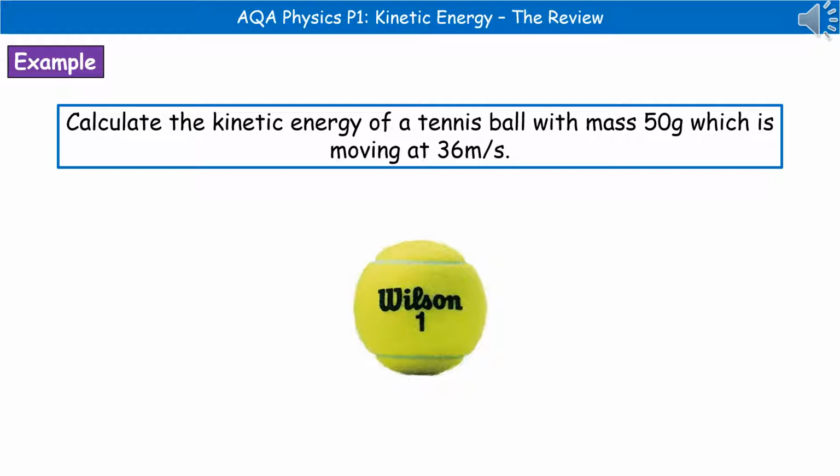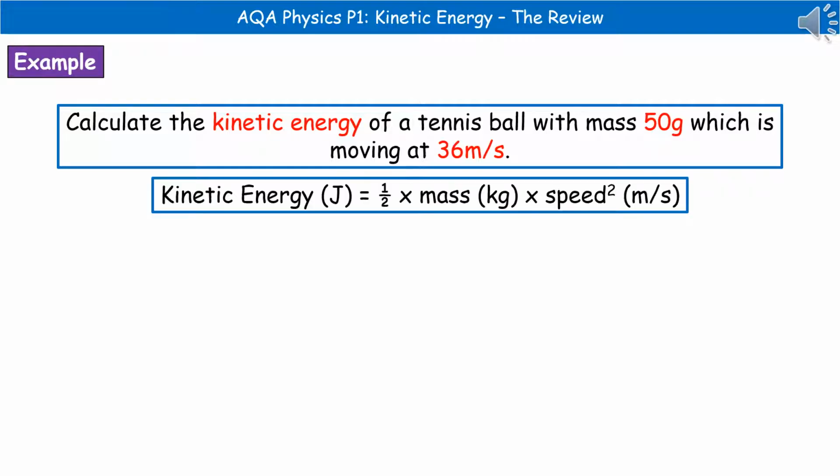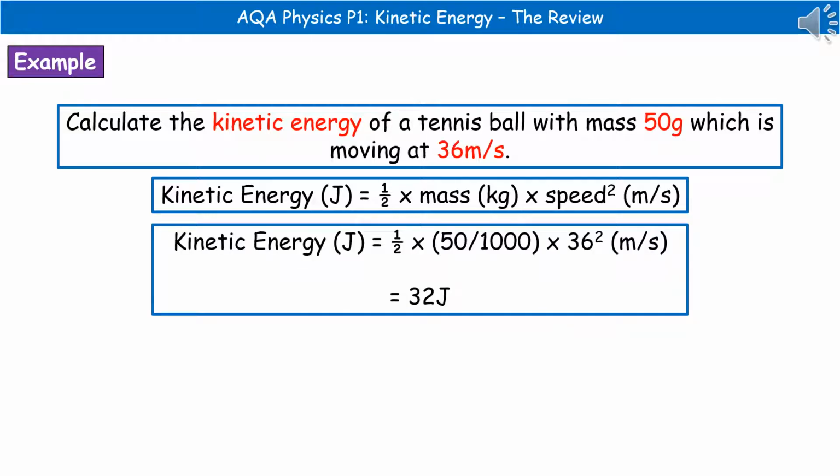Calculate the kinetic energy of a tennis ball with a mass of 50 grams, which is moving at 36 meters per second. So, as always, when we've got a calculation question, when we read it, we underline, circle or highlight the important bits of information. Once we've done that, we then need to write down the formula we're going to use, which in this case is kinetic energy is half times mass times the speed squared. And then we can substitute in our values from the question.